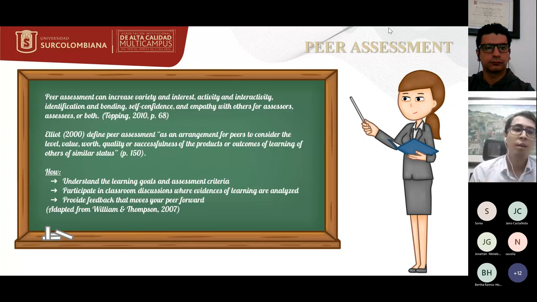How can we do this? Understanding the goals, once again, is paramount. Setting a clear assessment criteria, be it co-constructed or constructed by the teacher, but giving it to the student prior to having the assessment strategy implemented. Participating in classroom discussions where multiple pieces of evidence are collected and also provided feedback that can allow students to move forward. So this is the way to conduct peer assessment.